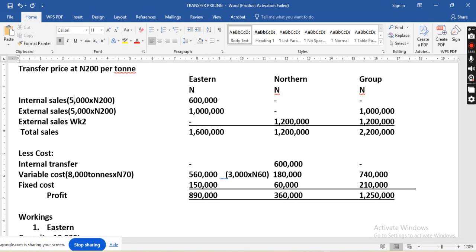5,000 tons times 200. What do you have? 1 million naira.